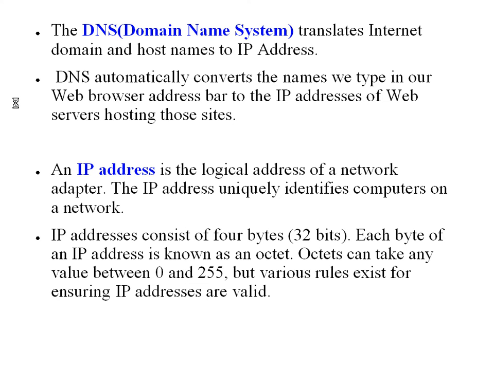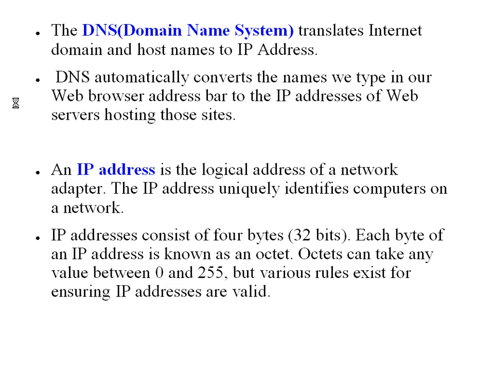Then, what is DNS? DNS is Domain Name System. It translates internet domain and host names to IP addresses. DNS automatically converts the names we type in our web browser address bar to the IP addresses of web services hosting those sites. An IP address is the logical address of a network adapter.